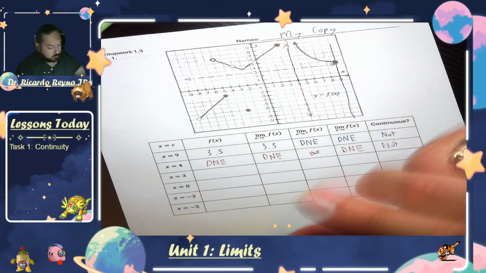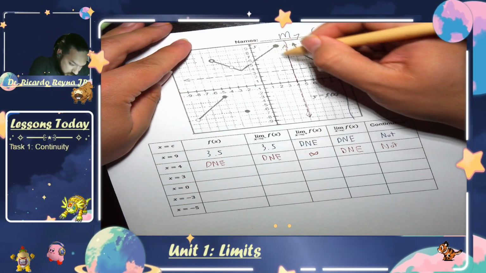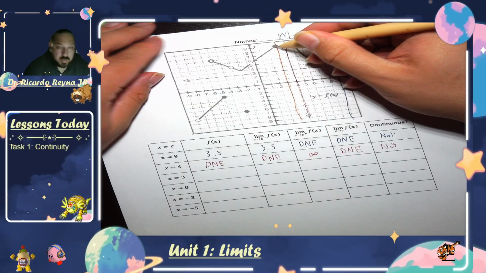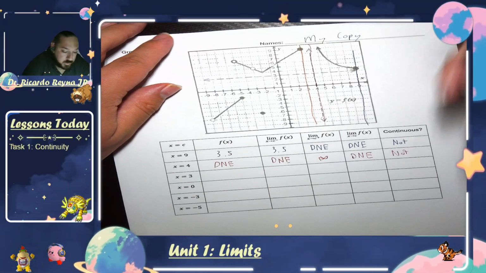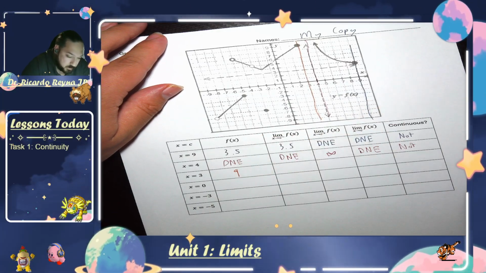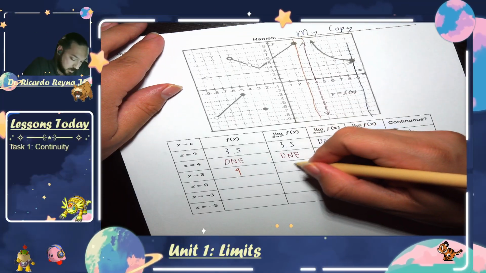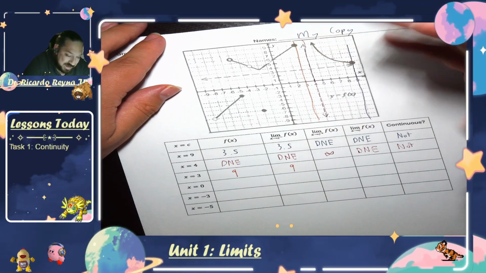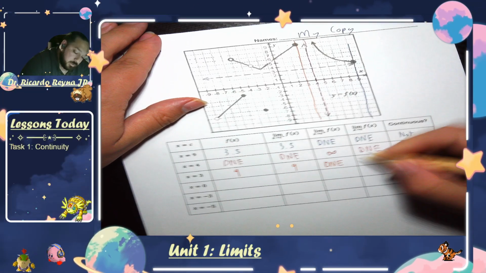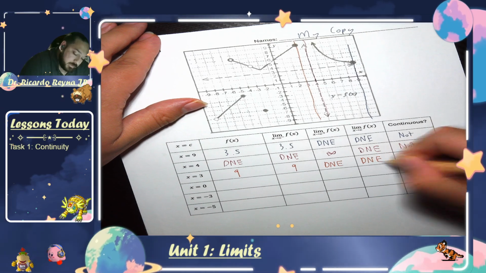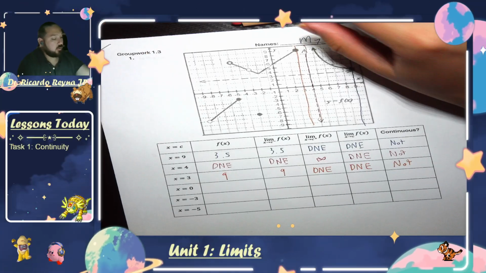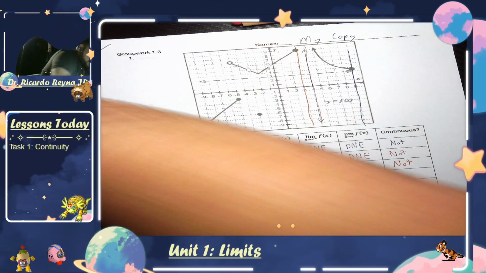Next, we're going to do x is equal to 3. From here, we see that that value is just going to be 9. As it comes from the left, that value is 9. As it comes from the right, it does not exist. So the limit altogether does not exist and it is not continuous at that point. Okay.